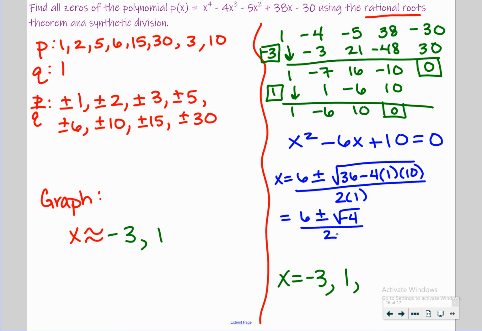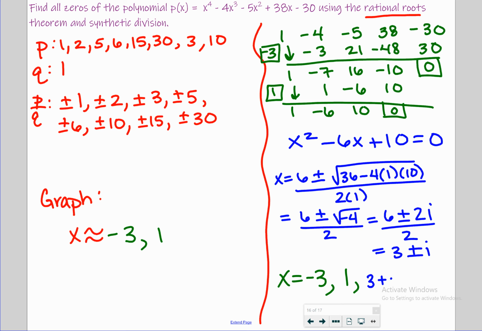When I have a negative under the square root, what kind of answers am I getting? Imaginary i's. What's the square root of 4? 2. So the square root of negative 4 is 2i. Just attach an i to it. And then everything there is divisible by 2. So I can make it 3 plus and minus i. So 3 plus i and 3 minus i, which those ones we can't really check. You can't even see them on the graph. Just hope you did your math right. Those are our last two solutions.